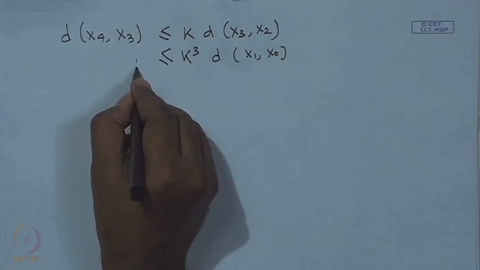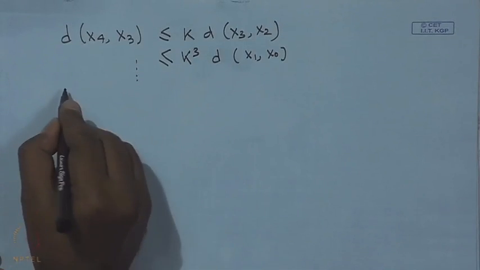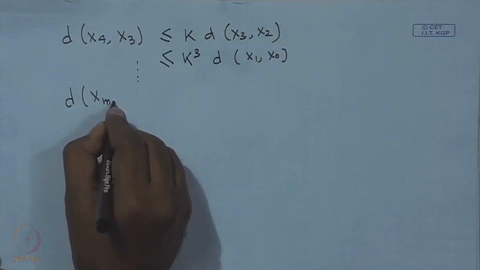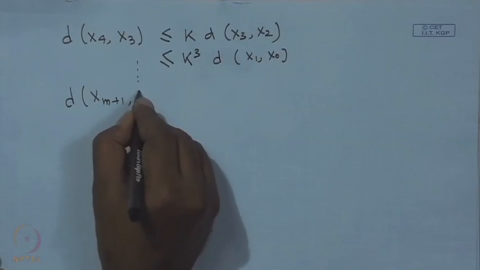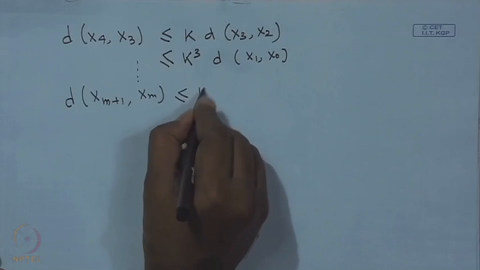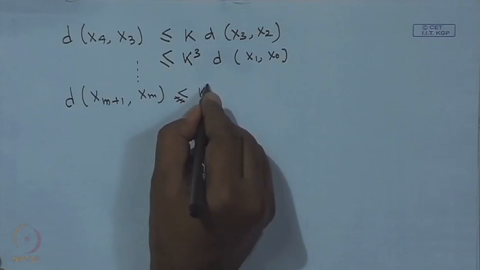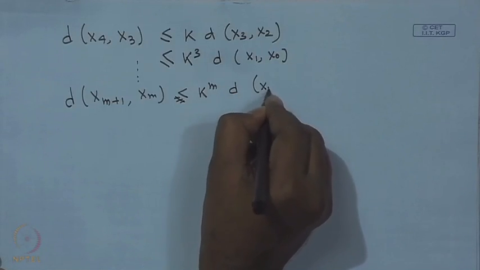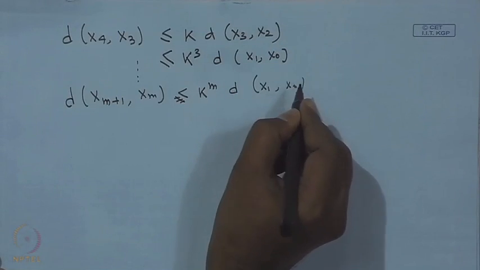Therefore, we can continue like this and we can get a generalized equation: metric between x(m+1) and x m should be less than k to the power m times metric between x1 and x0.